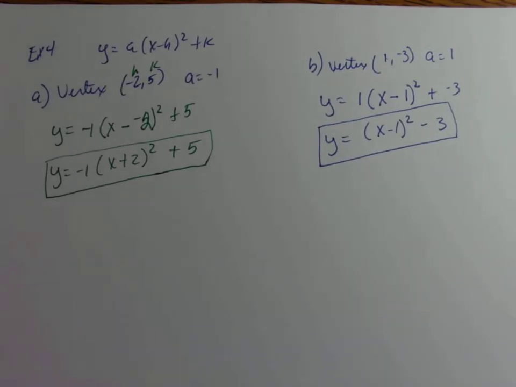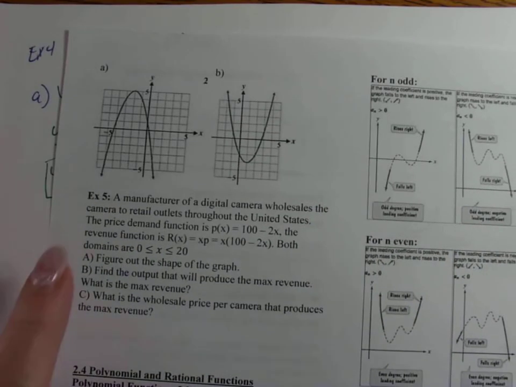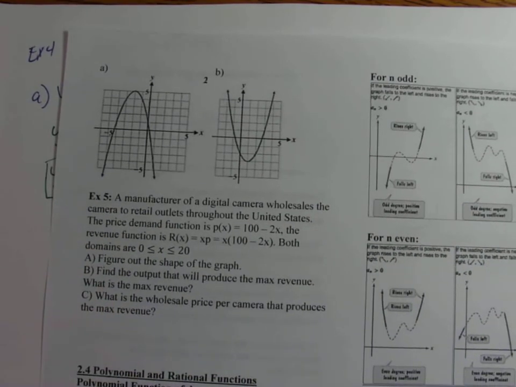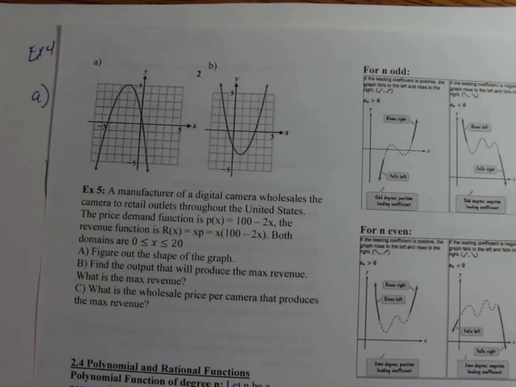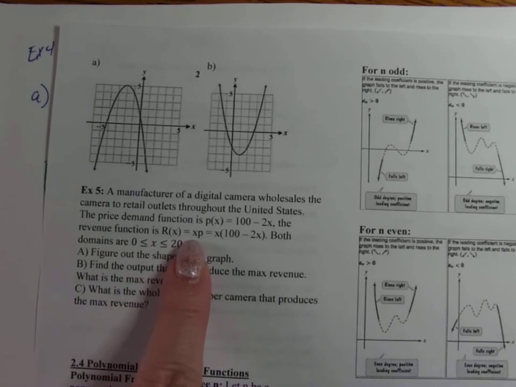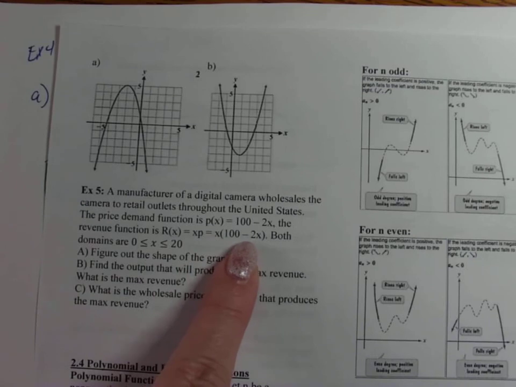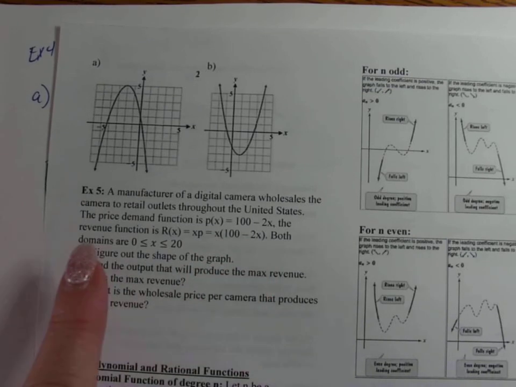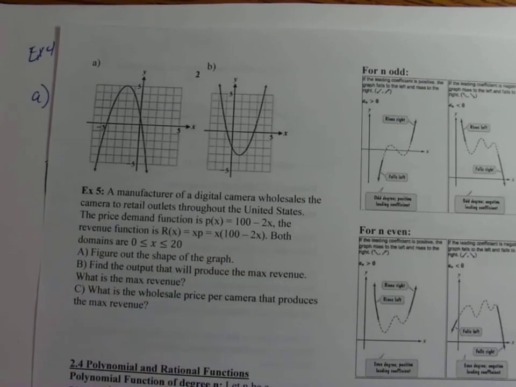All right, our last problem is also on our handout. We have a manufacturer of a digital camera who wholesales the camera to retail outlets throughout the United States. The price demand function is P of x equal to 100 minus 2x. The revenue function is R of x equal to x times P. So it's x times 100 minus 2x, and both domains are 0 to 20.